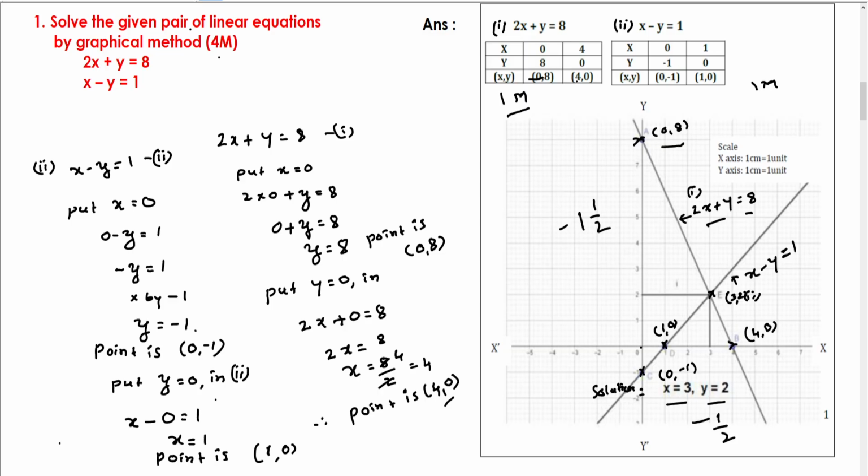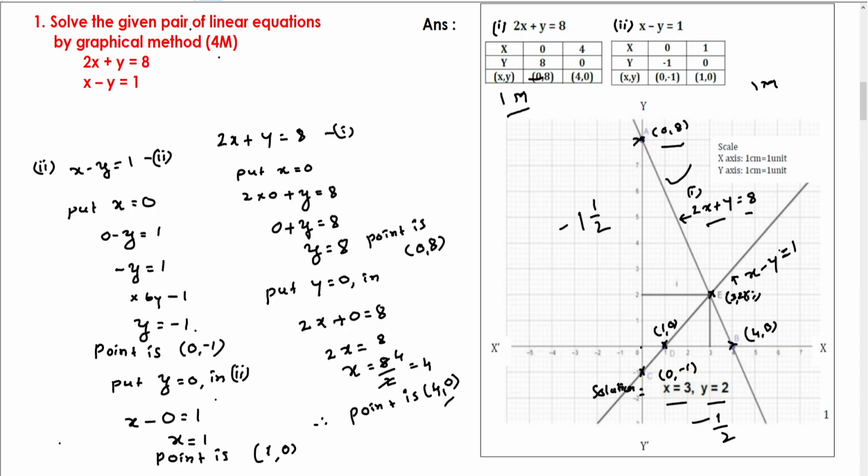Then the second point is 4, 0. Generally 4, 0 comes on the x-axis. The x coordinate is 4, and the y coordinate will be 0 on the x-axis. Therefore, the point will be 4, 0. Join both the points A and B and produce them. This is the first line.